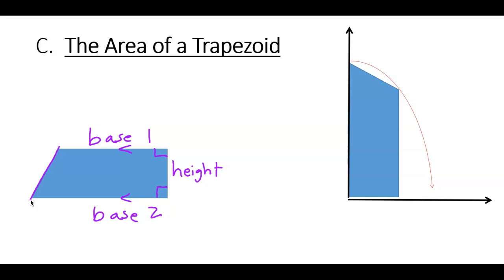But here's the funny thing. We're used to height going up and down, right? But the way we're going to be looking at it on the graph, where's the height at? Side. Yeah, so unfortunately, we're going to call this the height, okay? And these guys are the bases, just so you know.